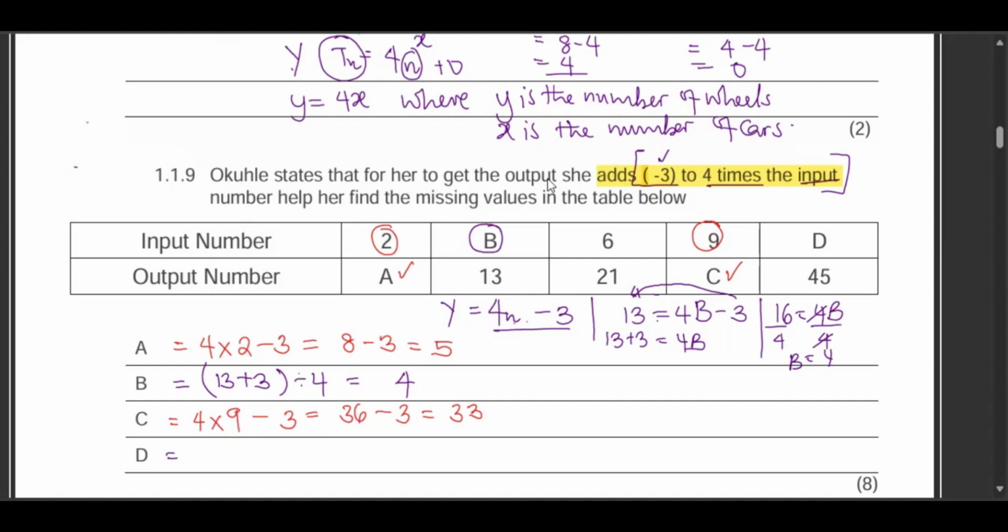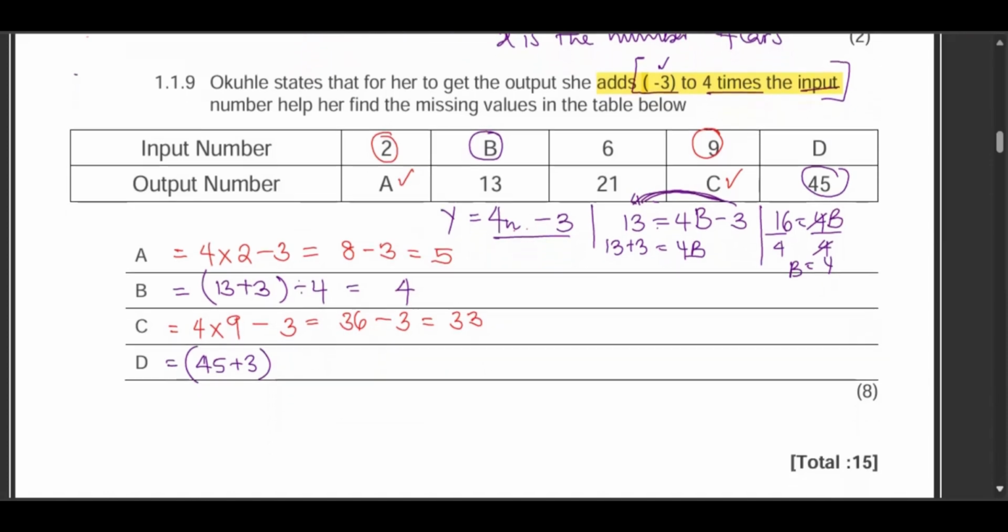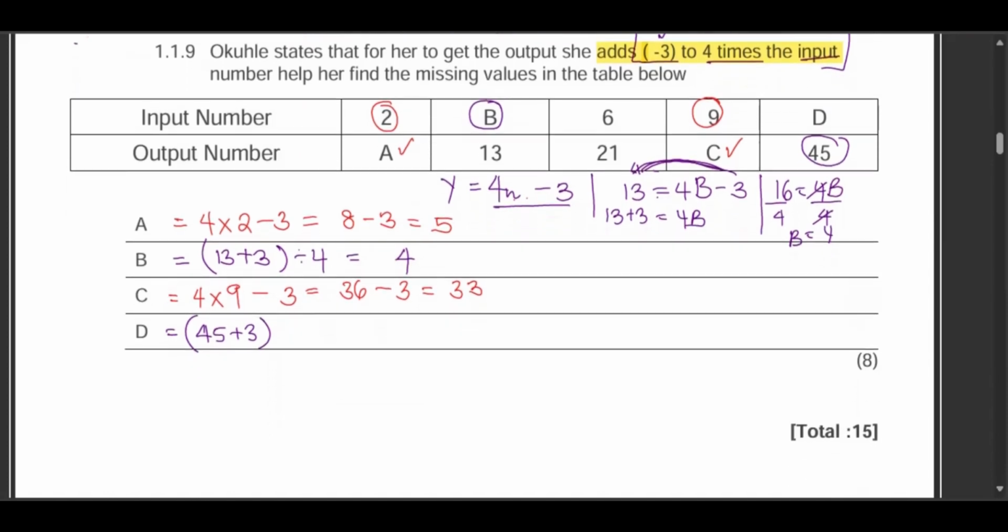What is the output? Because here, D, we already have the output. So meaning it's 45 plus 3. Why are we adding 3? We are getting it from this same scenario here. We are looking for the unknown. You understand? Actually, I can explain it again and you see.